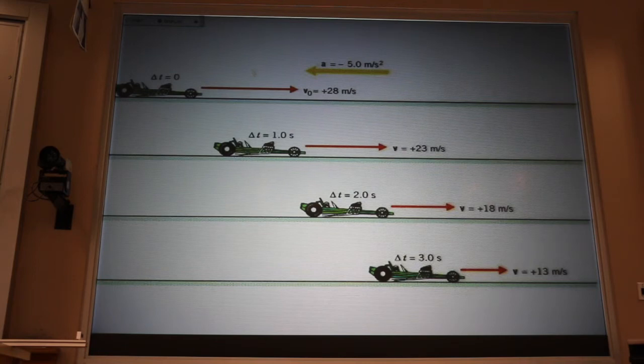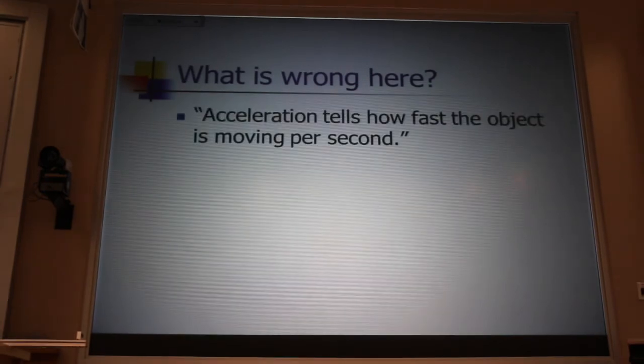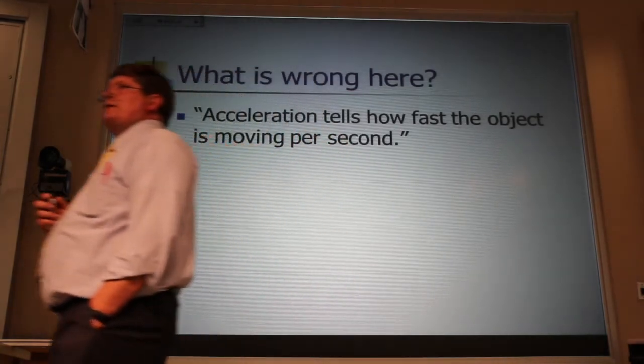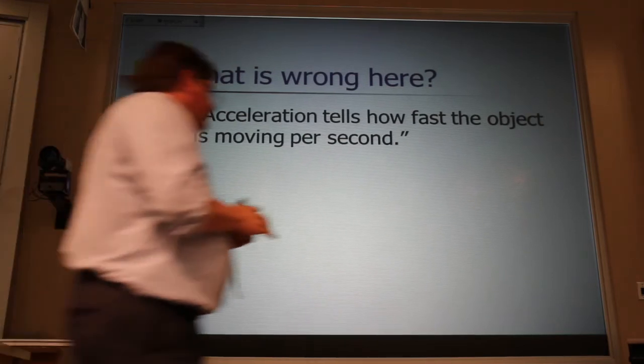That's the basic idea. Now, what's wrong with this statement? Acceleration tells how fast the object is moving per second. Why is that not only wrong, but sick and wrong? Brave soul? Because it's not how fast it's moving per second, but it's ever changing. Okay, so the whole idea of a change is what's missing there. The change in velocity is missing.